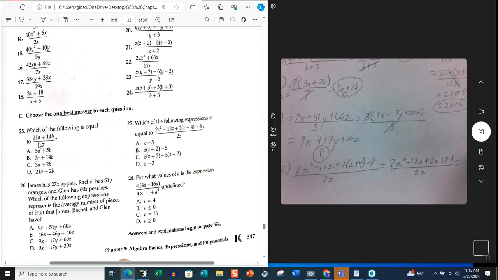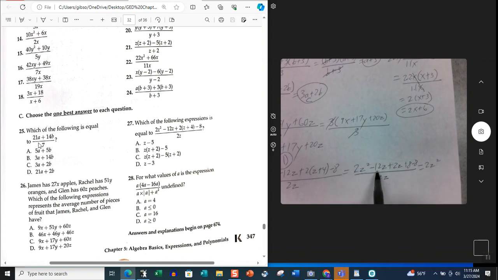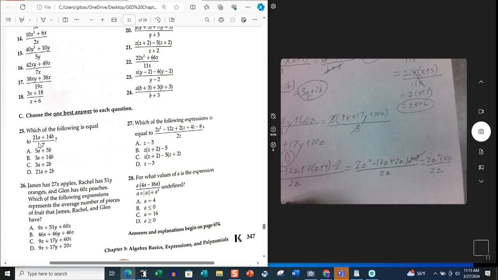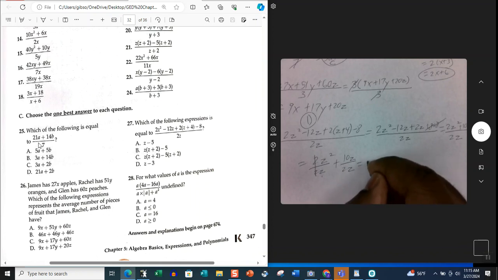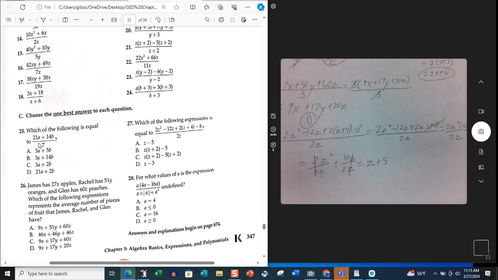Now we combine the like terms. So we had 2z squared, negative 12z plus 2z is a positive 10z. And these 8's will simplify each other out to 0, all over 2z. Now we can separate this and divide both of these by 2z. The 2's will simplify out. Z squared divided by z is just z. 10 divided by 2 is 5, and the z's will simplify out. So our answer here is just z plus 5.